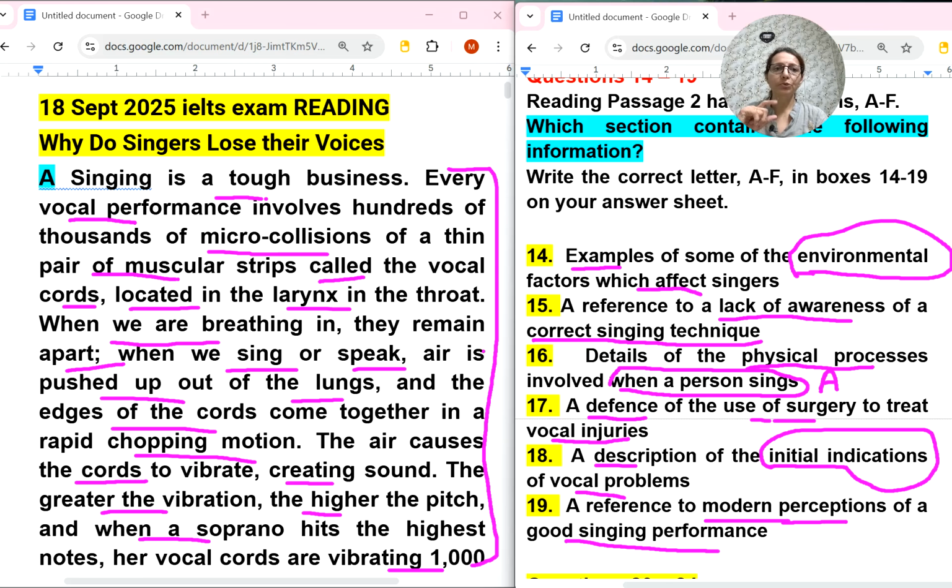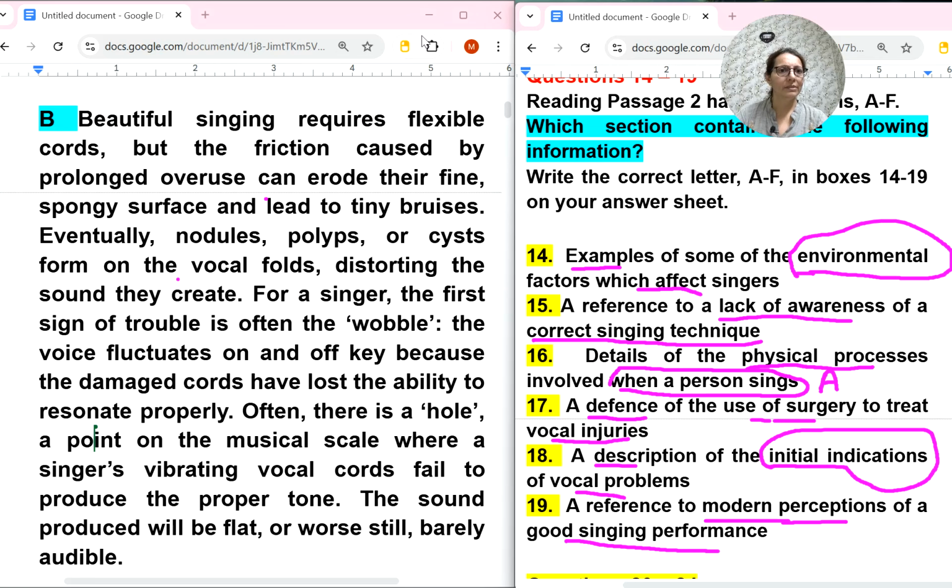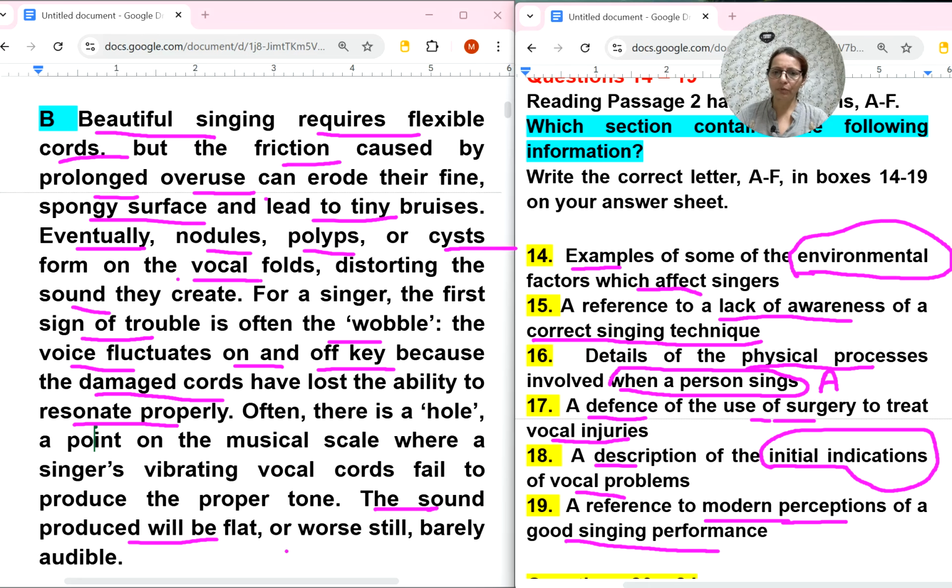Now coming to B number paragraph. Now let's read B number paragraph. Beautiful singing requires flexible cords, but the friction caused by prolonged overuse can erode their fine spongy surface and lead to tiny bruises. Eventually, nodules, polyps, or cysts form on the vocal folds, distorting the sound they create. For a singer, the first sign of trouble is often the wobble. The voice fluctuates on and off key because the damaged cords have lost the ability to resonate properly. The sound produced will be flat or worse.